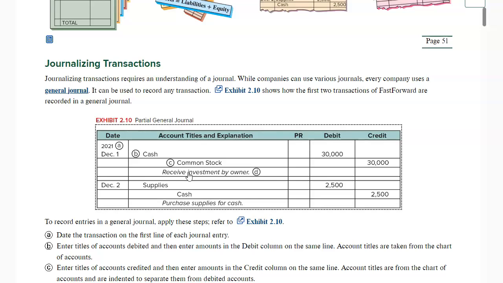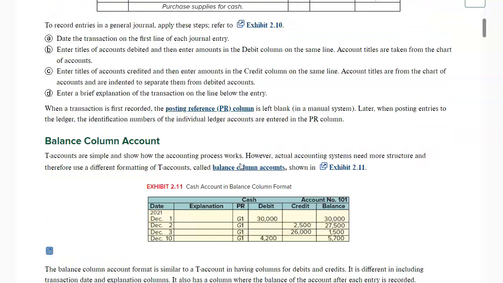So what we do is we set up individual accounts for cash, supplies, equipment, common stock, prepaid insurance, all those things, accounts payable, so that we can summarize these transactions in each account. I'm going to show you a ledger. This is the cash account in the general ledger. It has the number over here, account number 101.